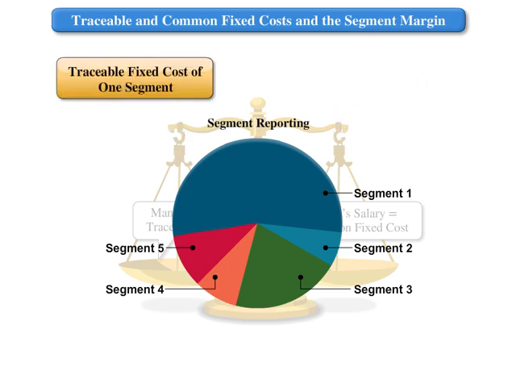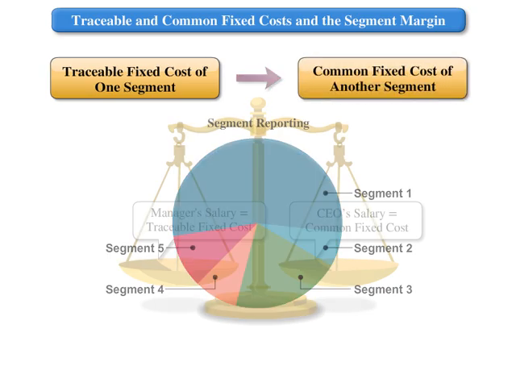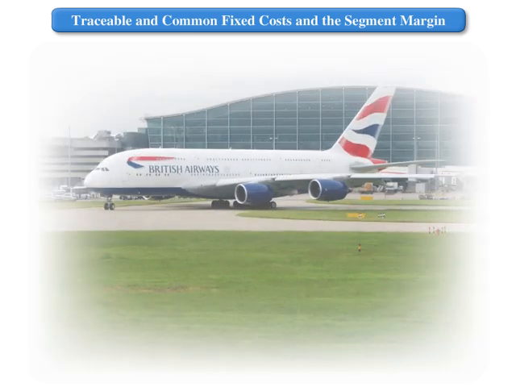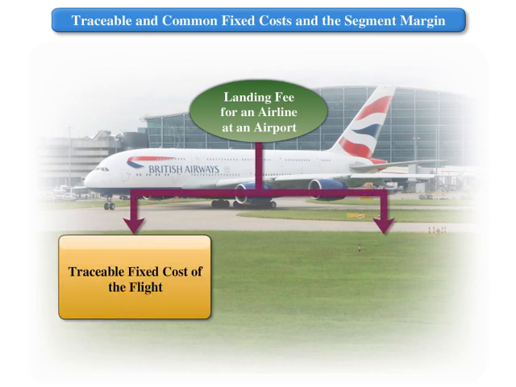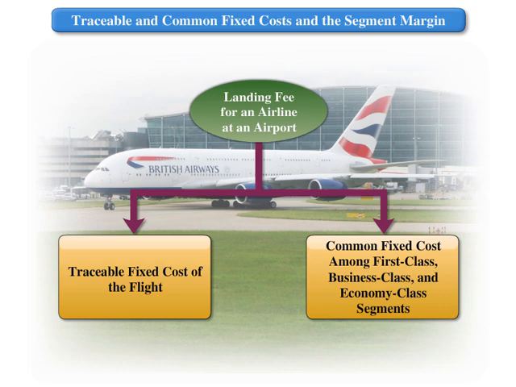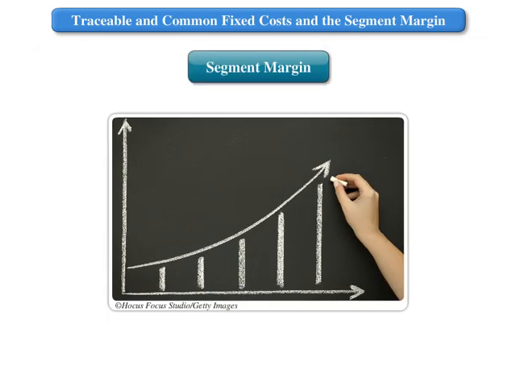Now, a traceable fixed cost of one segment might be a common fixed cost of another segment. For example, consider the landing fee for an airline at an airport. This is a traceable fixed cost of the flight, but is a common cost among first class, business class, and economy class segments. Let's now discuss the concept of segment margin.